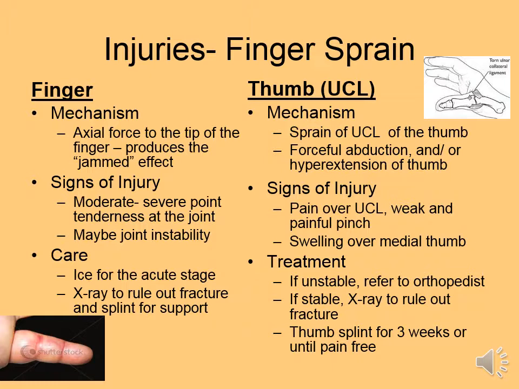Care would be icing for the acute stage. Oftentimes it's easiest to ice the finger by filling up a cup with ice water and then just sticking that finger in there. And then extracted roll-out fracture and splint for support.